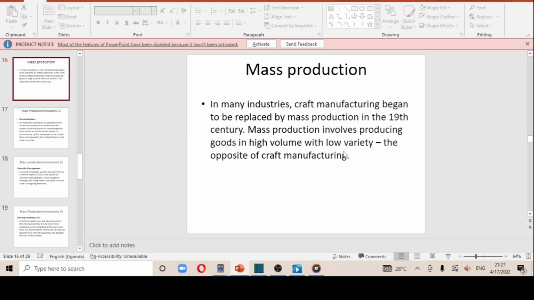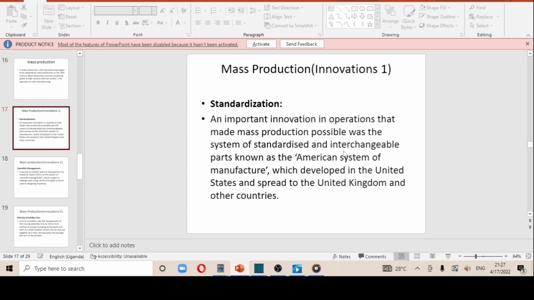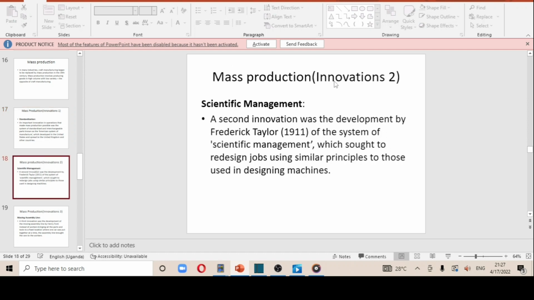Then in mass production, we had what we called innovation. There was innovation one, whereby the goods produced were of standard, bringing that aspect of standardization. And then innovation two, we had scientific management. We know from our POM, principles of management, scientific management was to deal with redesigning of jobs for higher efficiency. So this is the aspect that was brought in here in mass production.